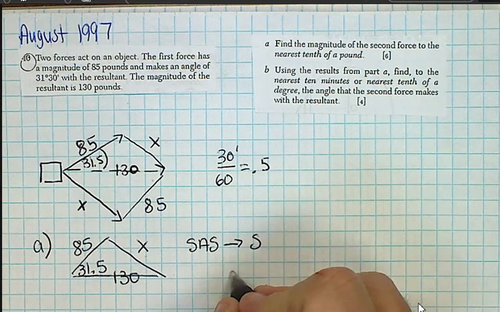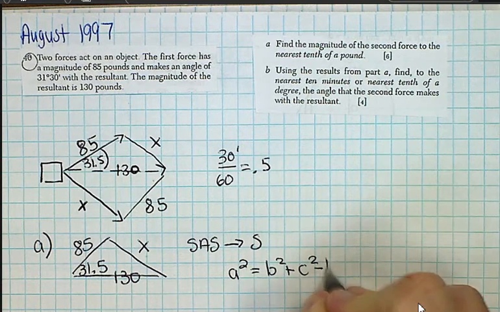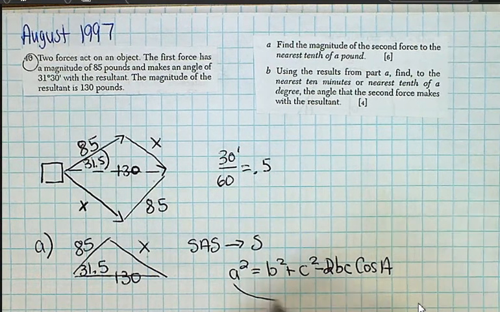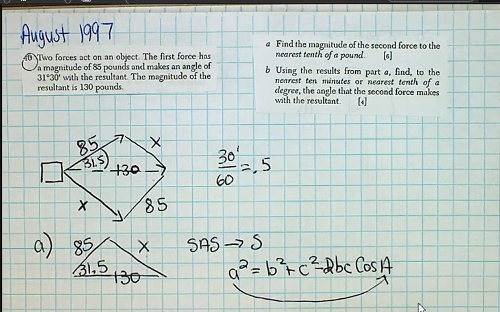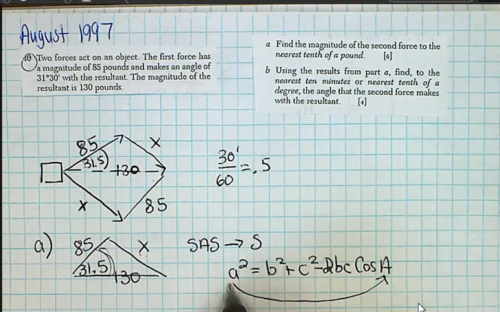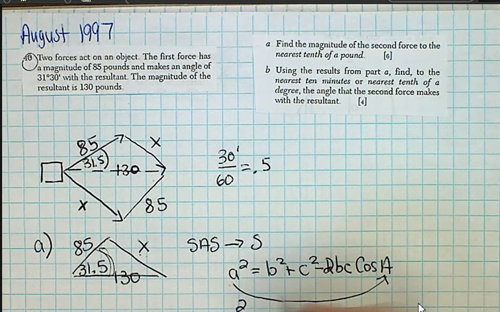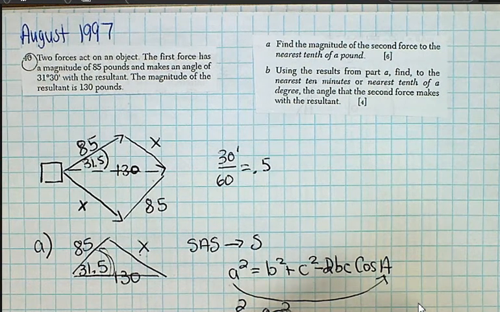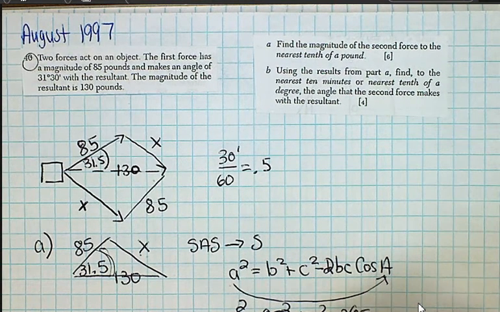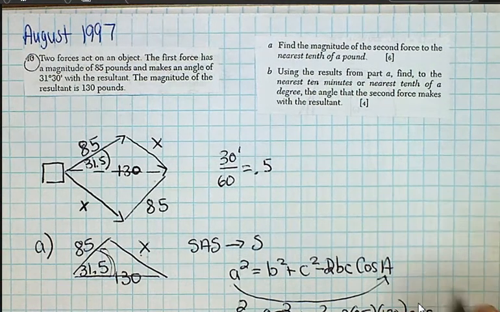So let's write the formula down. Copy it from the formula sheet. Then you have to know that these two are linked. So if this is the angle that we're going to use, the side opposite that angle is going to be x, and that's going to be by itself on this side. So I have x squared equals the other two sides, 85 squared plus 130 squared minus 2 times 85 times 130 cosine of my angle, which is 31.5.